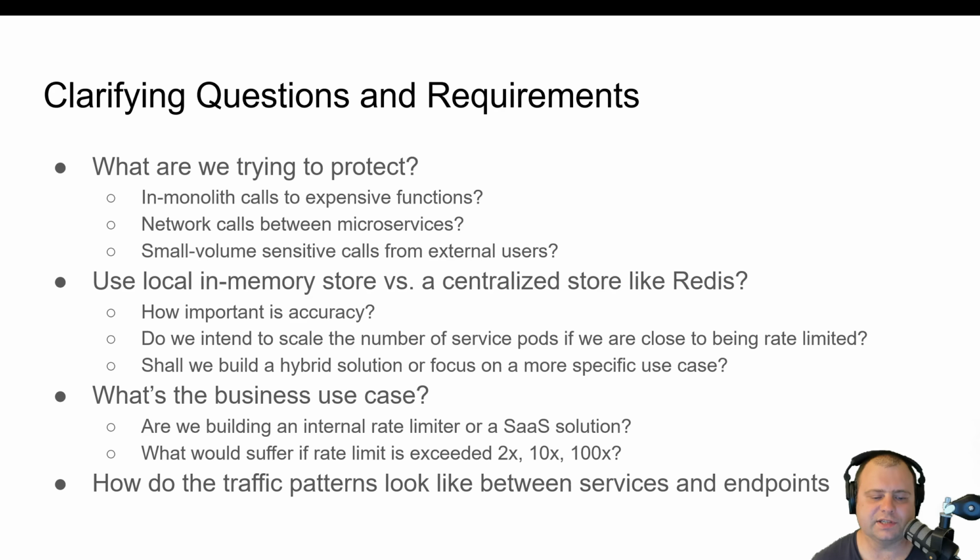So you would need to understand, for example, what's the impact on accuracy. Suppose there are some endpoints which are really expensive, where even a 2x excess would be super bad. Or alternatively, exact accuracy may not matter, but we don't want, say, a 100x increase in traffic. All of this needs to be figured out. And in general, you need to figure out what the traffic patterns look like between services and endpoints.